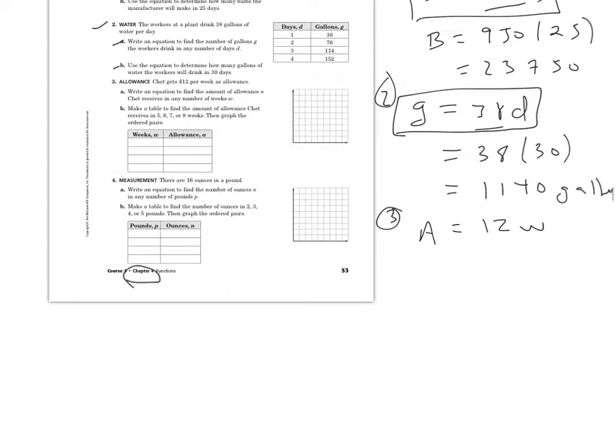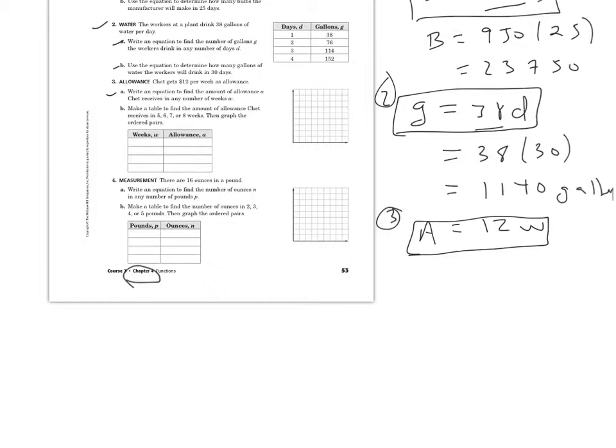And that would be the answer to letter A. The equation is A equals 12W. The allowance equals $12 a week. Part B says to make a table to find the amount of allowance Chet receives in 5, 6, 7, or 8 weeks.